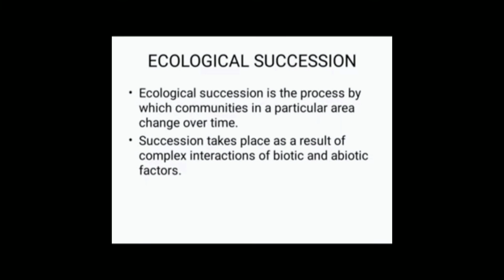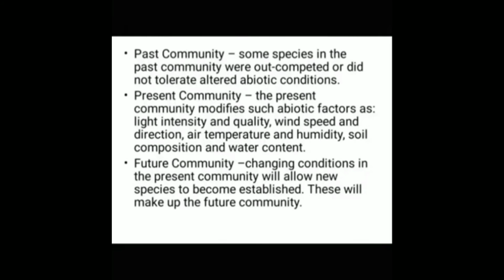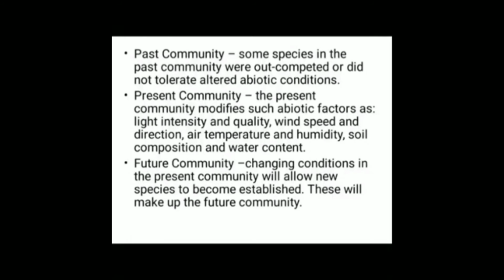Ecological succession is the process by which communities in a particular area change over time. Succession takes place as a result of complex interaction of biotic and abiotic factors. Past community. Some species in the past community were outcompeted or did not tolerate the altered abiotic conditions. Present community. The present community modifies abiotic factors such as light intensity and quality, wind speed and direction, air temperature and humidity, soil composition and water content.